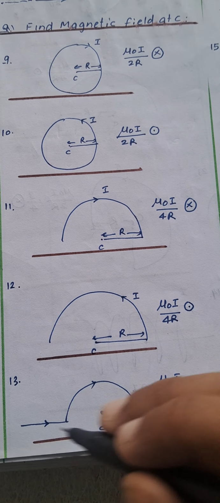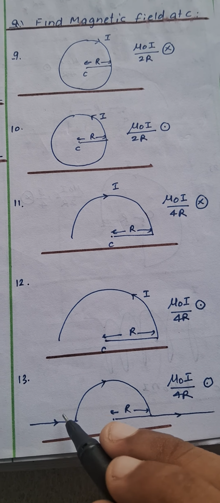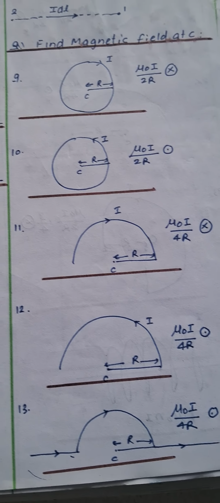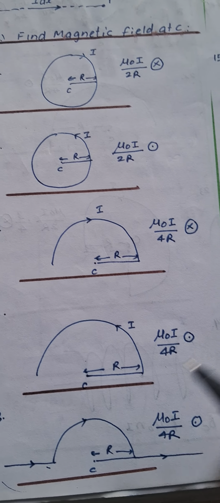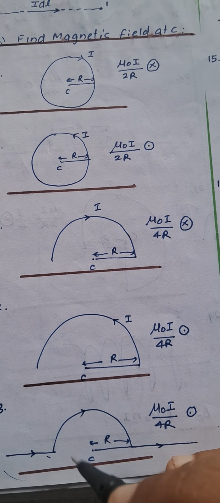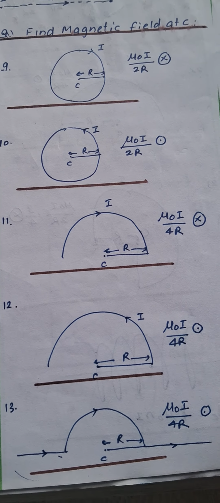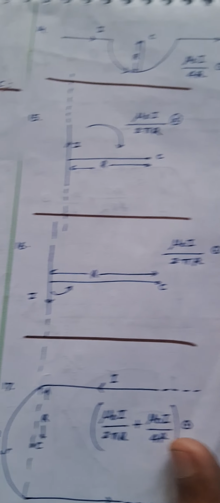Then we have a combination of two straight lines and one semicircular arc. So the magnetic field due to the straight segments will be 0 at C, because in one case theta will be 0, in another theta will be 180. So as I have discussed, magnetic field due to these two will be 0, and the net field will be due to the semicircular arc, and it will obviously be down the plane, so represented by a cross.